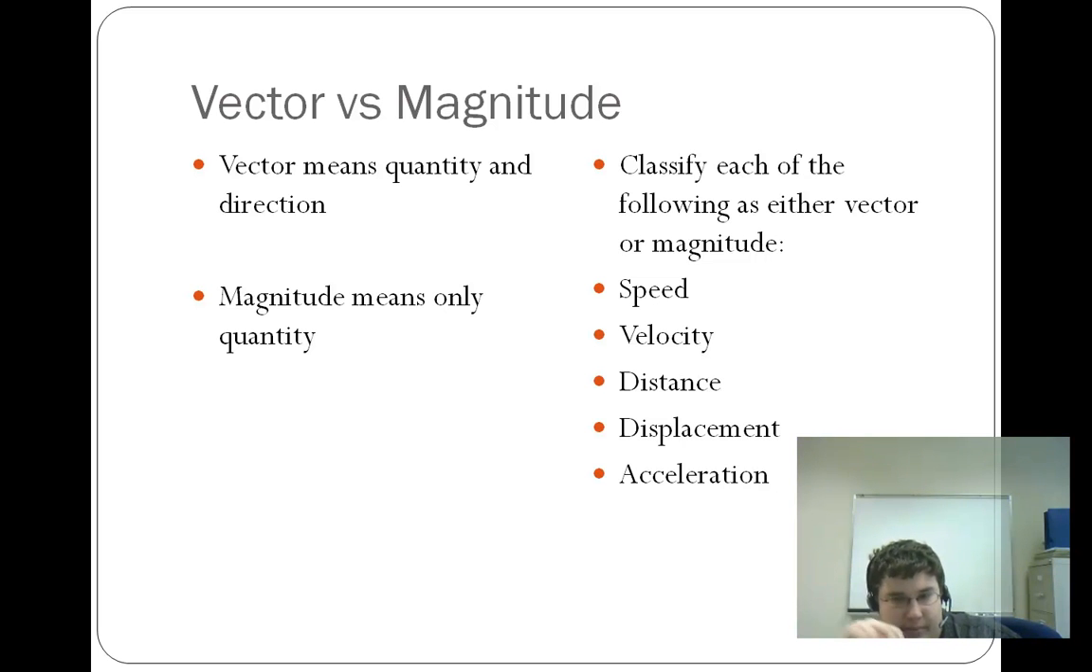Easy to remember, VV. Distance is a magnitude. Distance is only how far you've moved from the center or from your starting point. Doesn't matter the direction. Displacement, it does matter the direction. Displacement is a vector. And acceleration means how much your velocity is changing. Usually it's going to be a vector, because usually acceleration is based off of velocity. So acceleration is a vector.